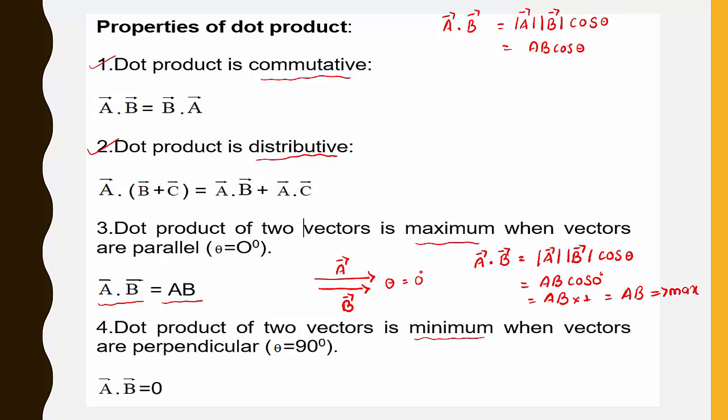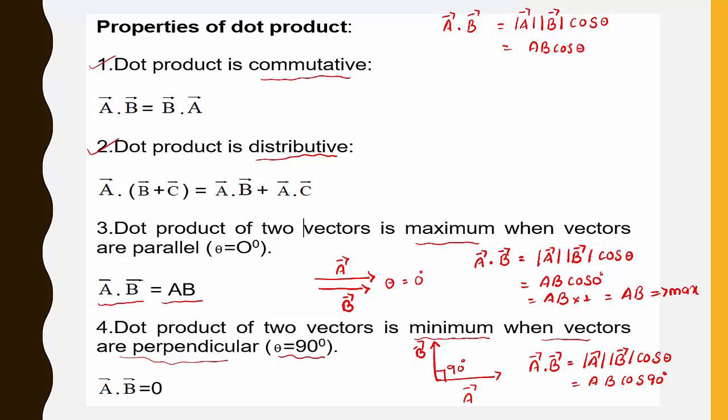Then come to the fourth property. The dot product of two vectors is minimum when the vectors are perpendicular. If two vectors are perpendicular to each other, theta equal to 90 degree, then the dot product is said to be minimum. Observe here. This is vector A and this is vector B. Both are mutually perpendicular, at right angles to each other. So the angle between them is 90 degree. Now again use the dot product equation. Vector A dot vector B equals mod of vector A into mod of vector B into cos theta, or we can write A, B, cos 90 degree. Cos 90 is 0. AB into 0 is 0. 0 means this will be minimum.